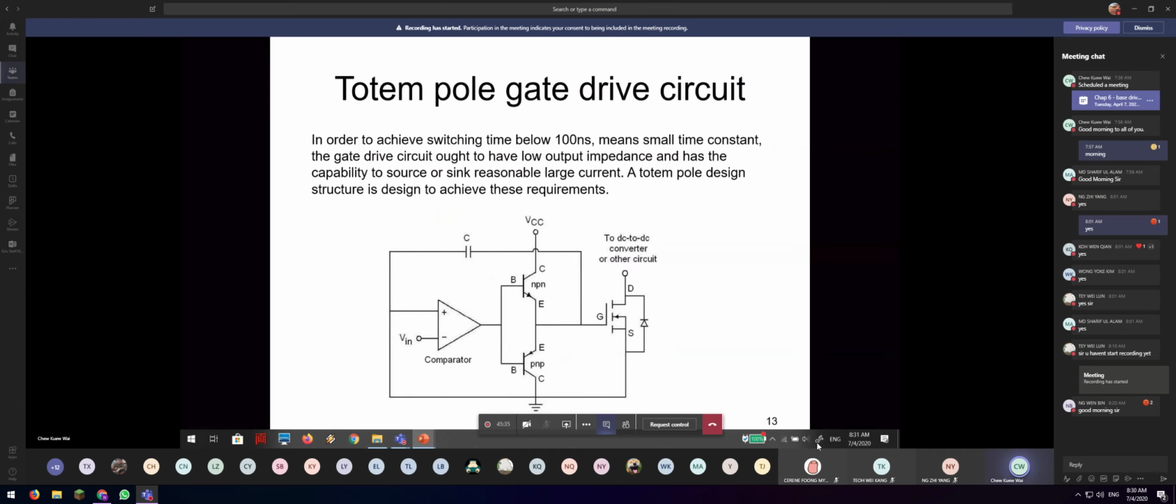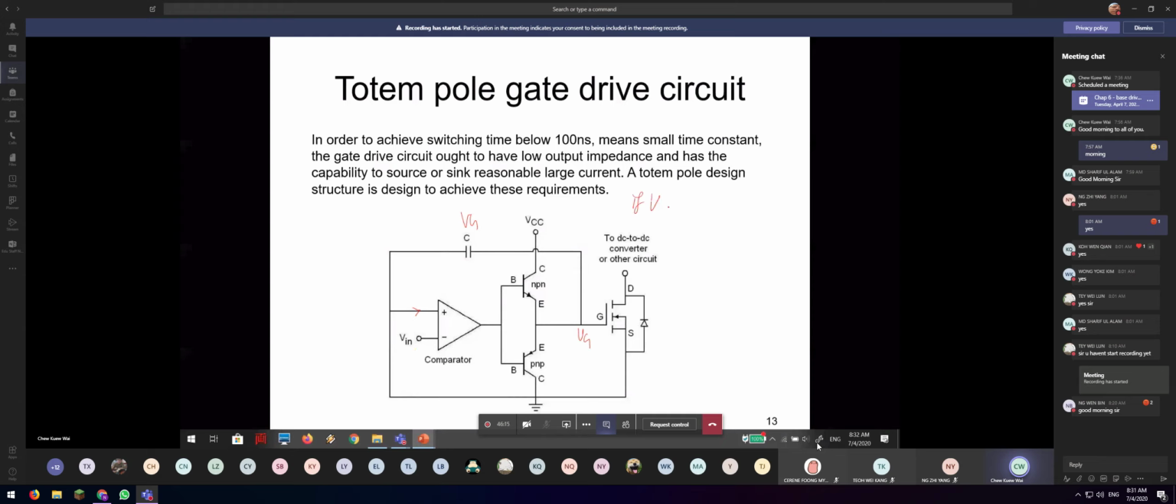And then this one is the so-called totem pole gate drive circuit. The purpose of this circuit is to make sure that the MOSFET can turn on and off accurately as designed. It's actually very simple. Here we have one comparator. Comparator means we compare whether Vin is high or the feedback is high. This capacitor will charge up to the VG here, and this VG will be compared with Vin. So the idea is like this.